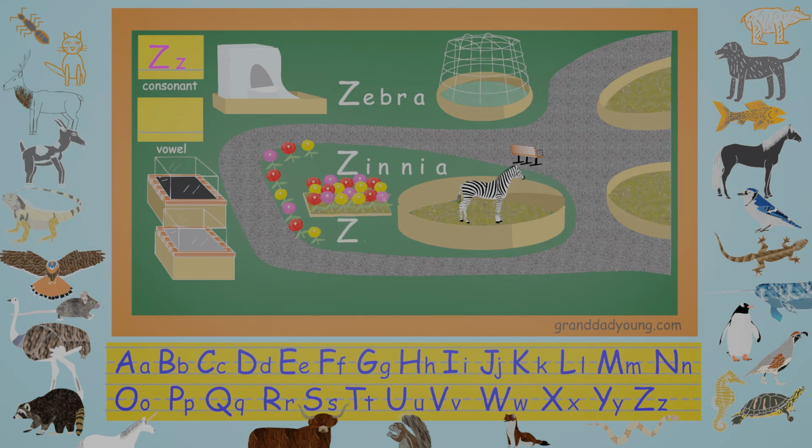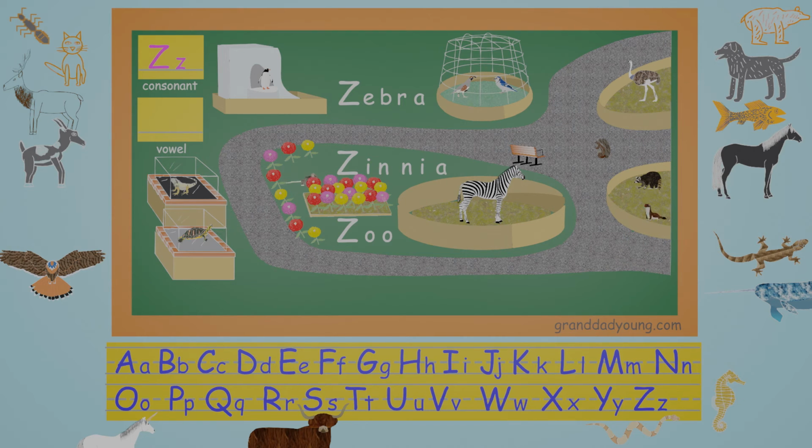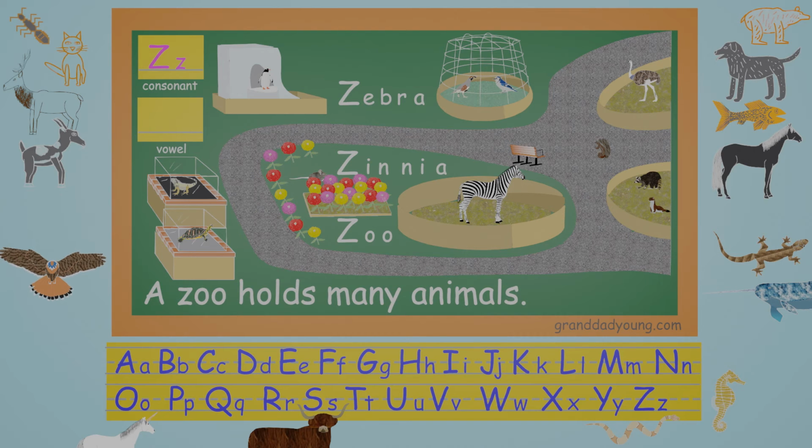Zoo, Z-O-O. A zoo is a place where animals are housed and fed in enclosures for the purposes of viewing or study. A zoo holds many animals.